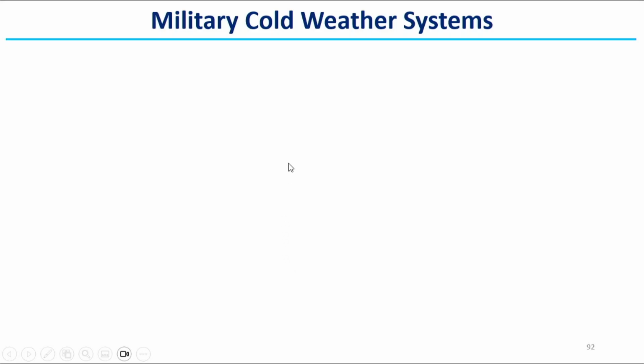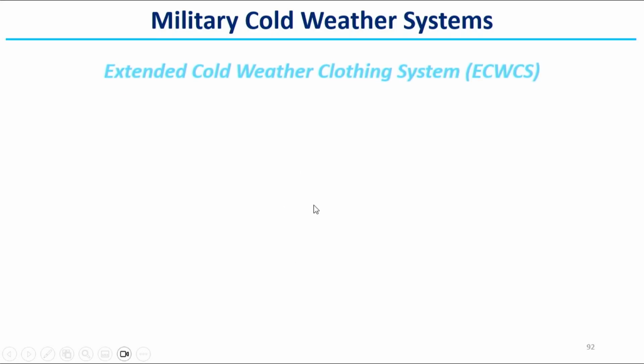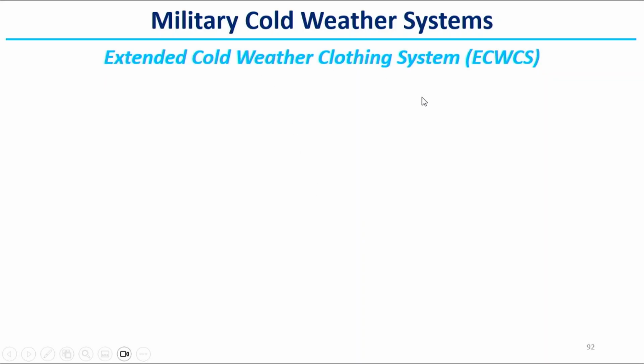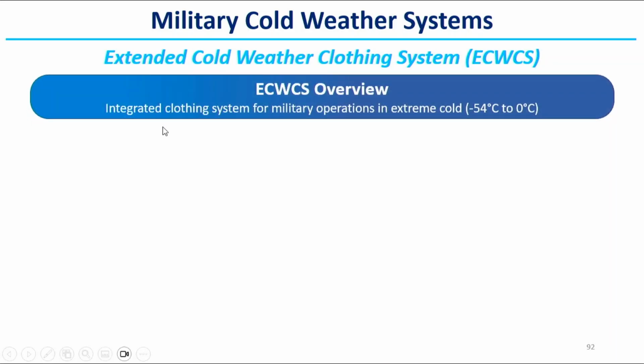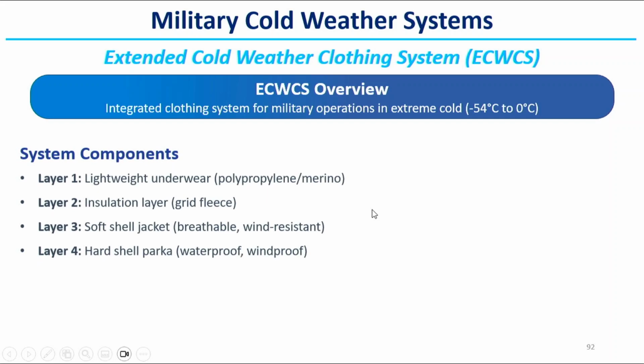Now, the military cold weather systems: the extended cold weather clothing system. It is an integrated clothing system for military operation in extreme cold conditions, typically up to minus 54 degrees Celsius. These components are, layer 1, lightweight underwear, which may be polypropylene or merino wool. The underwear should have high wicking so that it keeps our body dry.